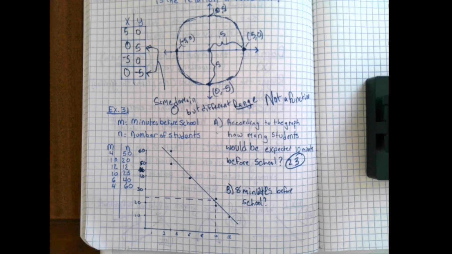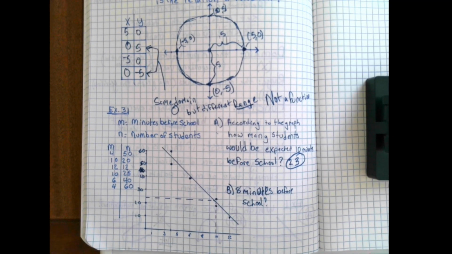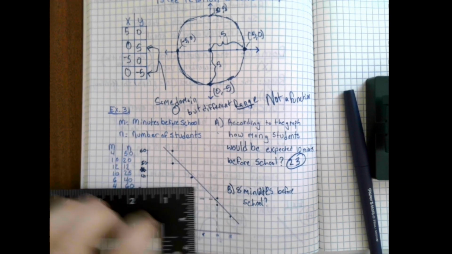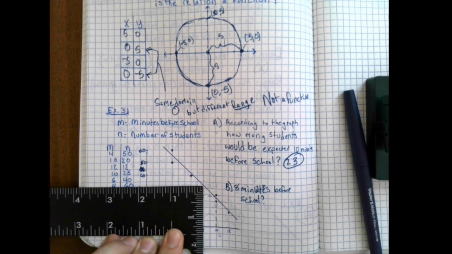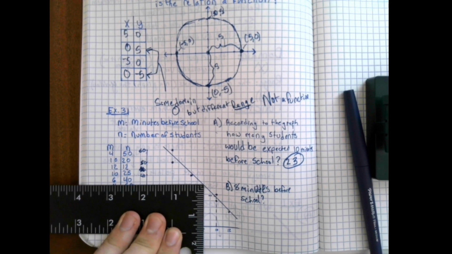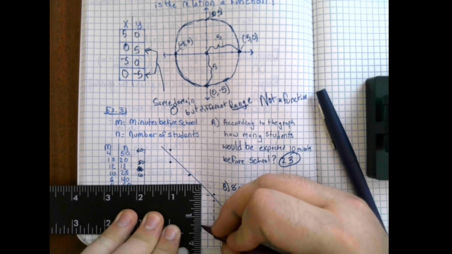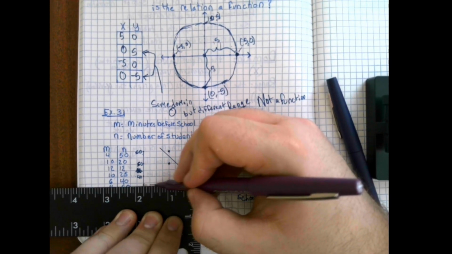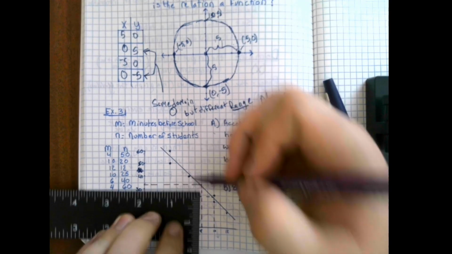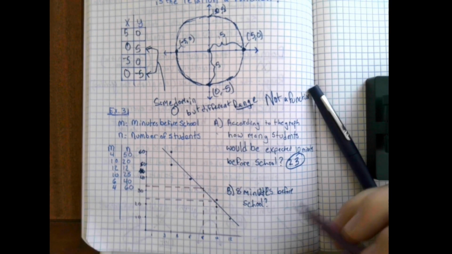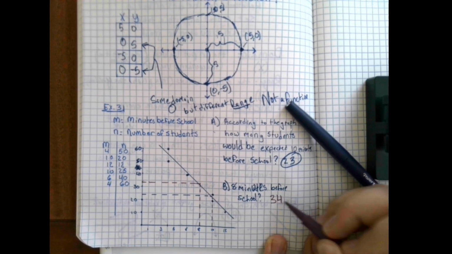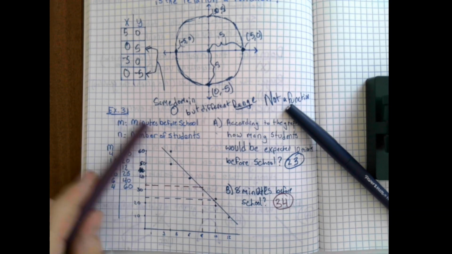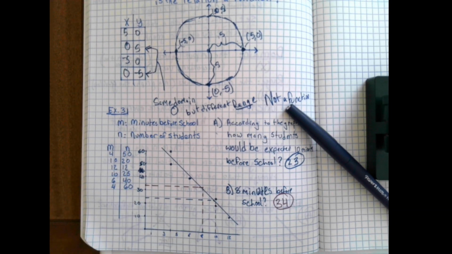What about 8 minutes before school? At 8 minutes before school, if we use our straight edge again, we're closer to about 34 students. So you can see here that we can use our best fit line to make predictions. And that's how you do that.